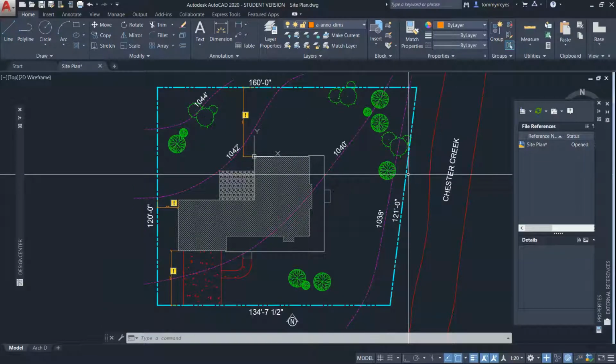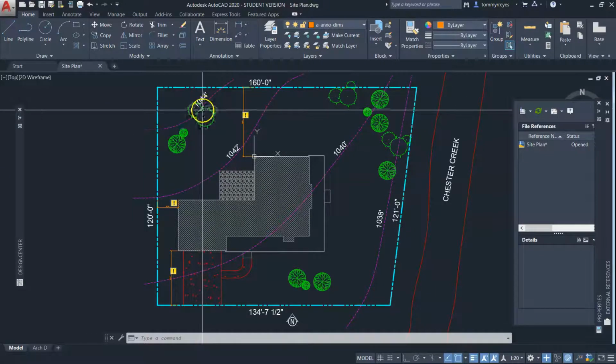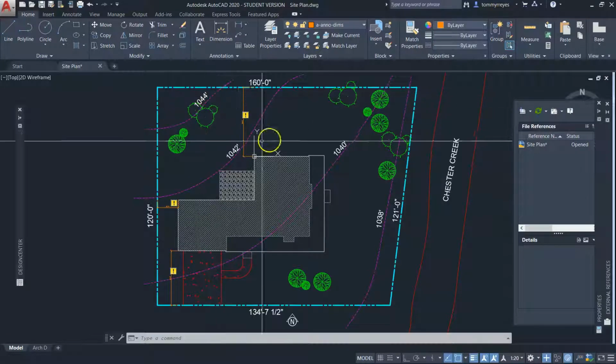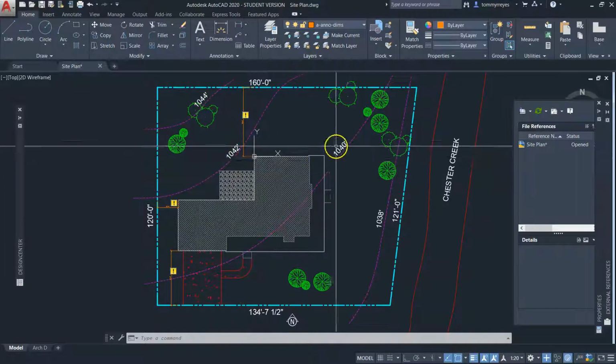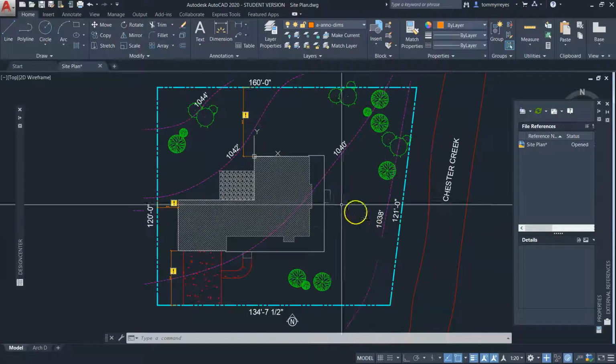Topography is the measurement of the land, and so you have different elevations of hills and mountains, and that's what all these lines are. They're measuring this at 10,044 feet, 10,042 feet, 10,040. So this is going down in 2 feet increments.